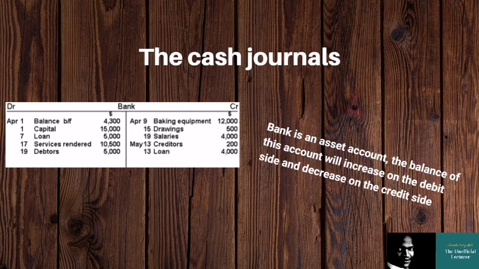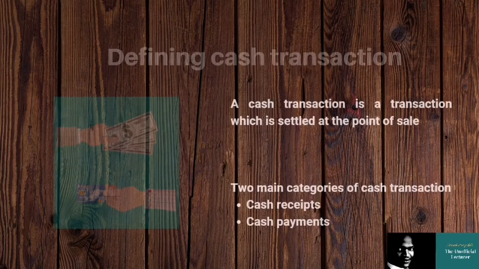Now, this is an example of a cash book. This is a cash book of a bank account, usually looks like a T account. So the cash book is divided into two. The one side shows you the payment side, the other side shows you the receiving side. So the debit side, that's where we receive our monies in the bank account, and the credit side, that's where we are making our payments. So a bank is an asset account. The balance of this account will increase on the debit side and will decrease on the credit side.